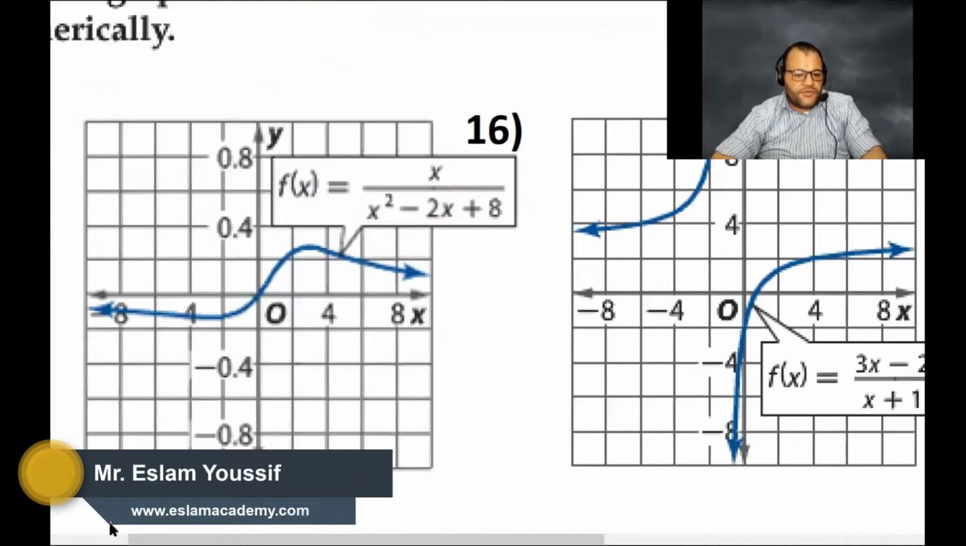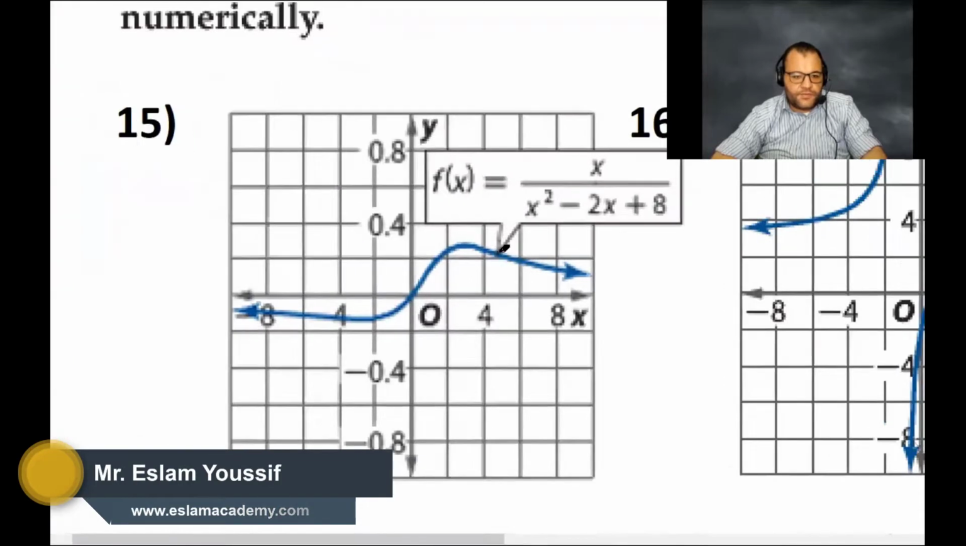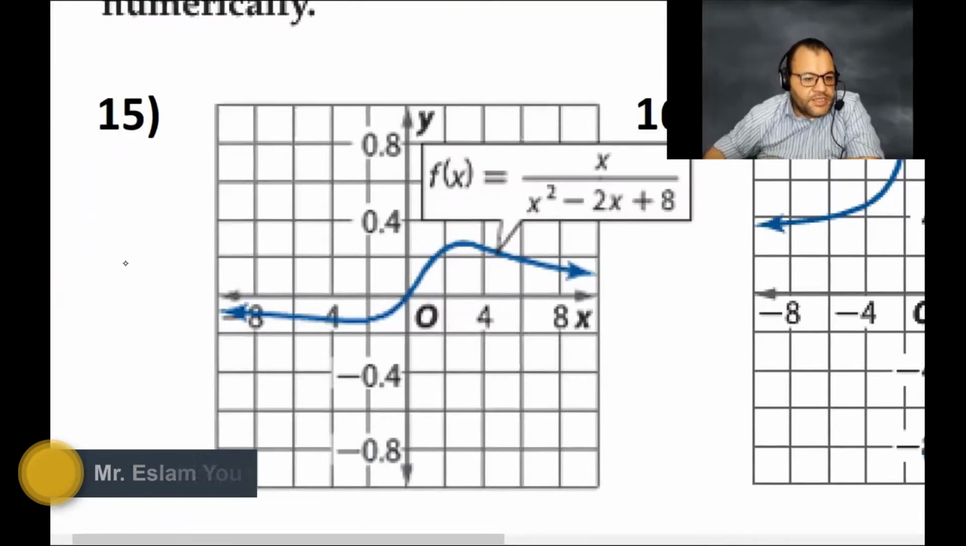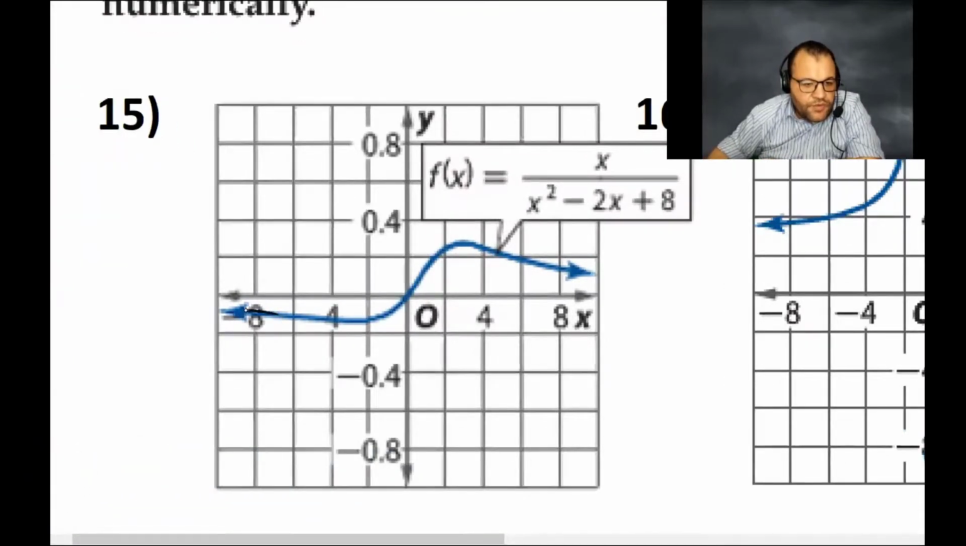If you look at number 15, you will find that the line never approaches. The line is moving this way. The line is approaching 0, and the second line is also approaching 0, if you extend the two sides.